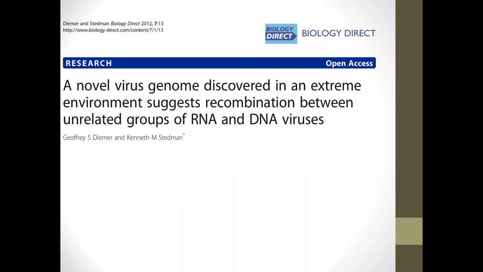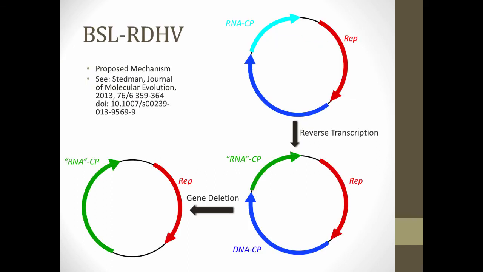And then at different meetings, people have come up to Dr. Stedman and asked him, why didn't you send that paper to us? And he says, well, we did, but you didn't want it. So this was the first published, recognized example of seemingly recombination between RNA and DNA viruses. So how might this have happened?